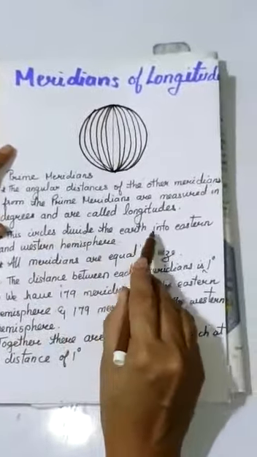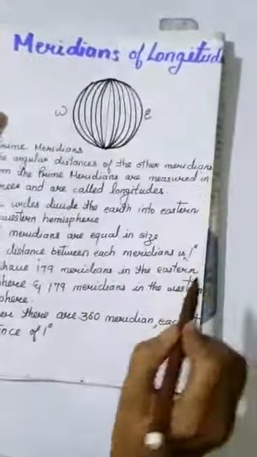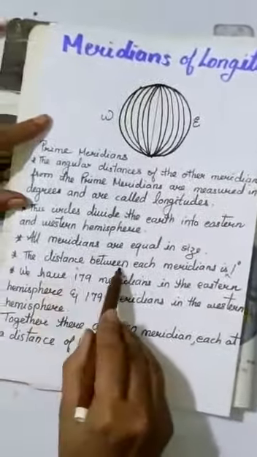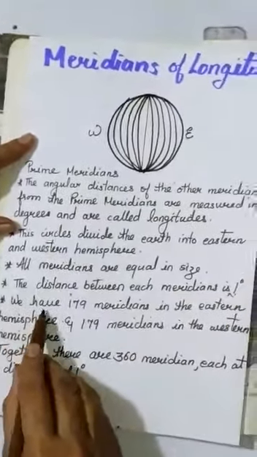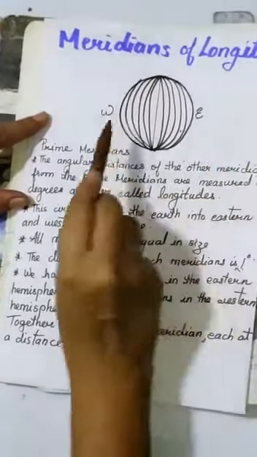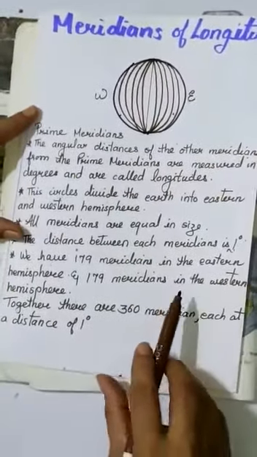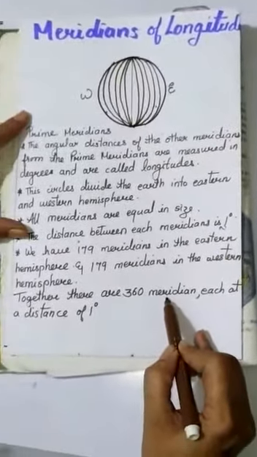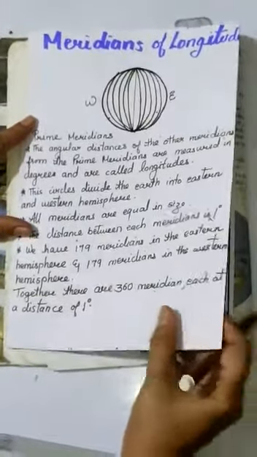These lines divide the earth into eastern and western hemisphere. All meridians are equal in size. The distance between each meridian is 1 degree. We have 179 meridians in the eastern hemisphere and 179 meridians in the western hemisphere. Together there are 360 meridians, each at the distance of 1 degree.